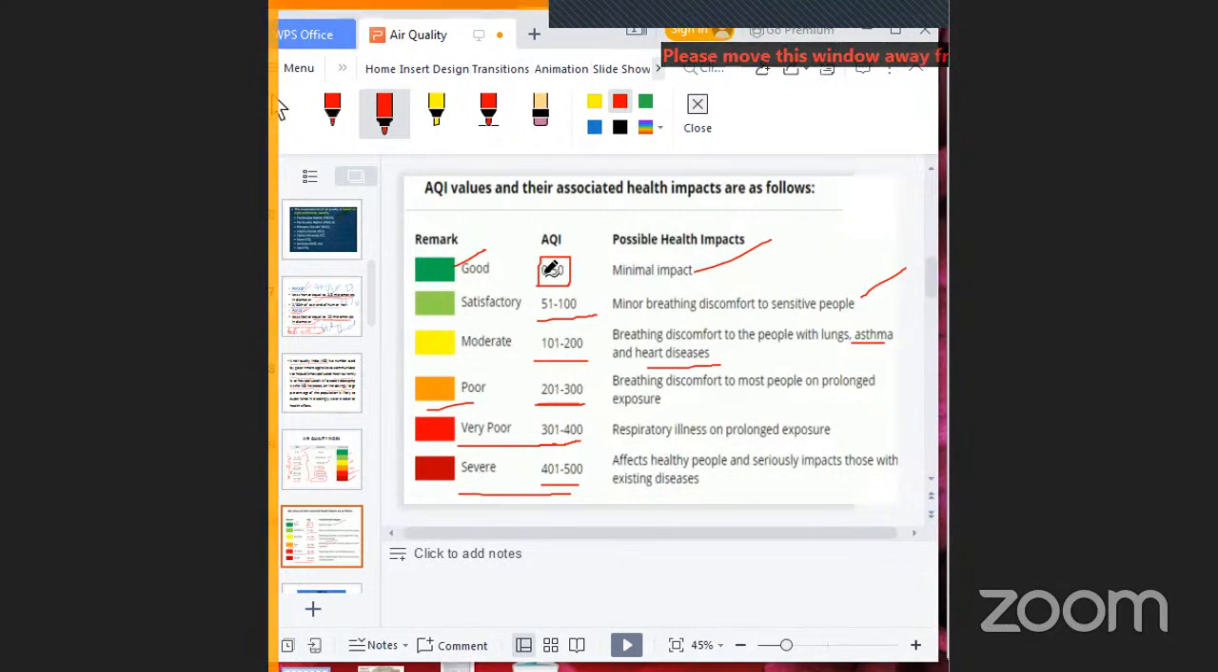So these are some of the health impacts. Up to here, good, satisfactory, and moderate are okay. From 200 to 500, this is danger, and lastly this one is very dangerous.